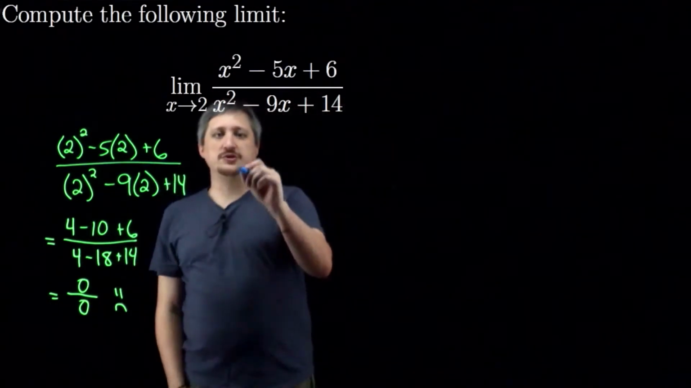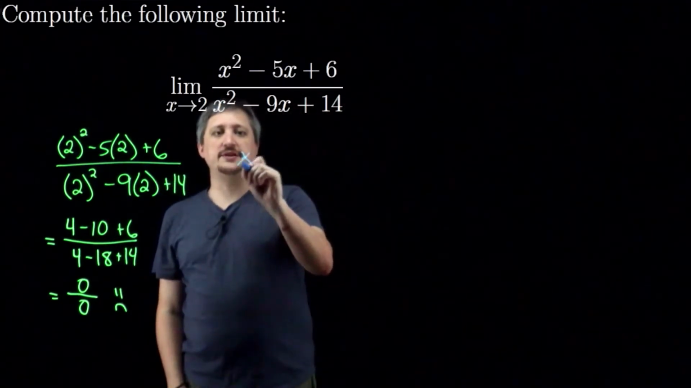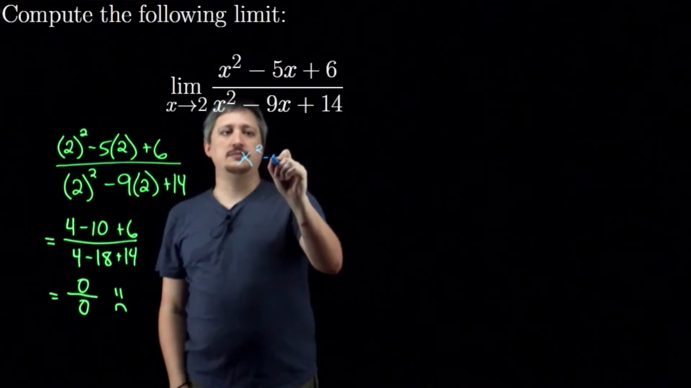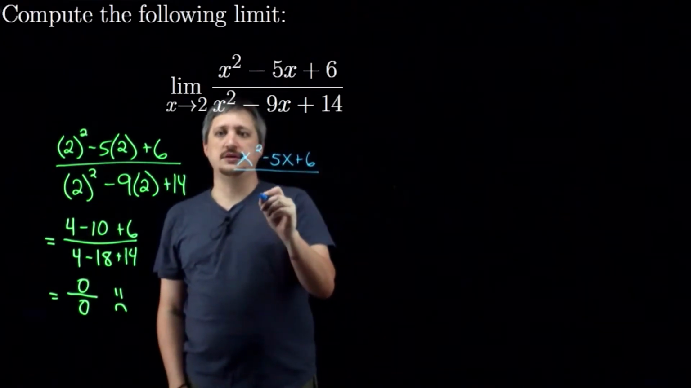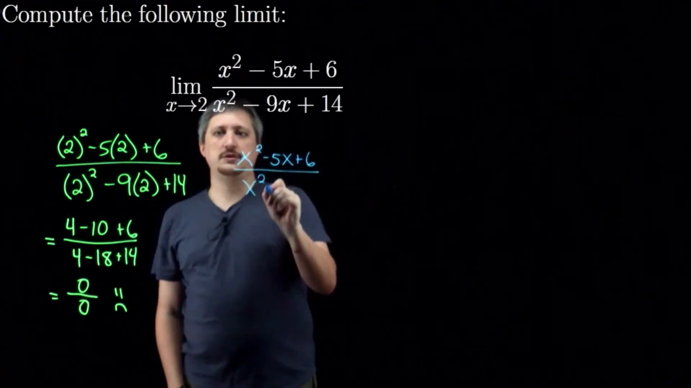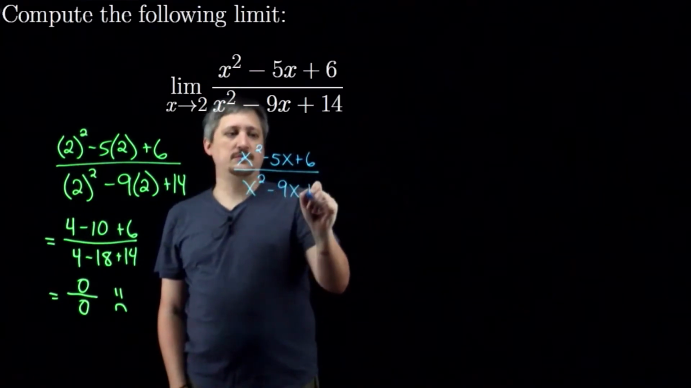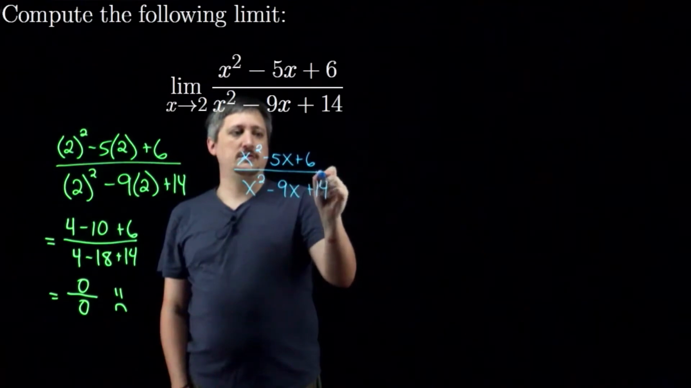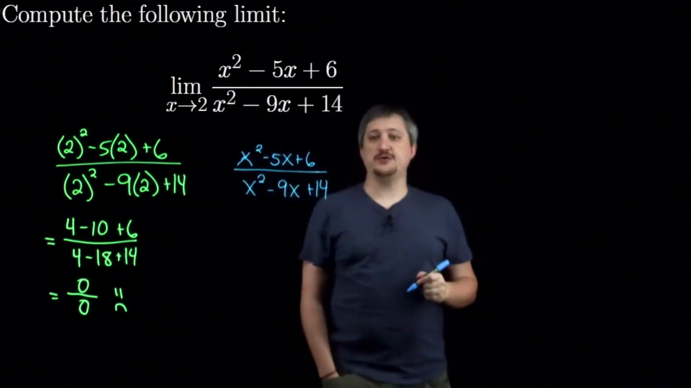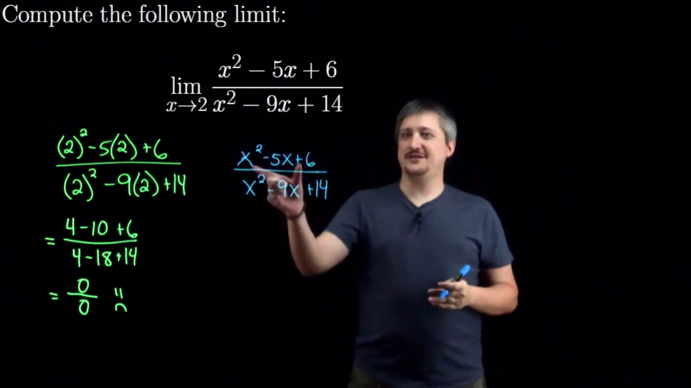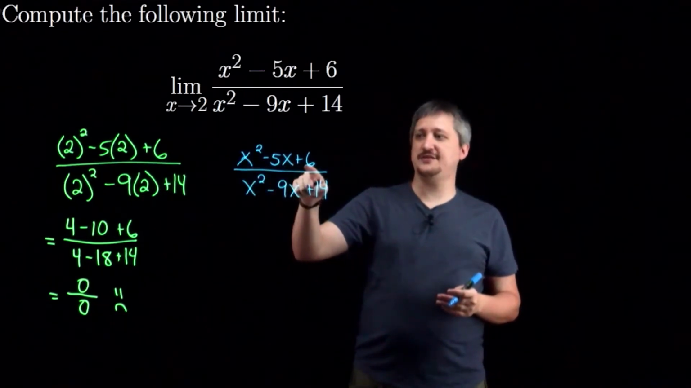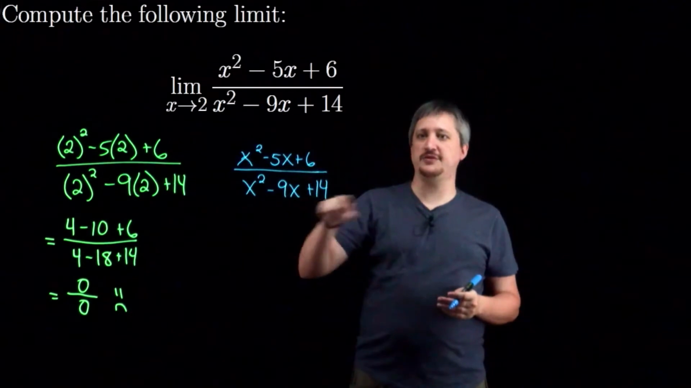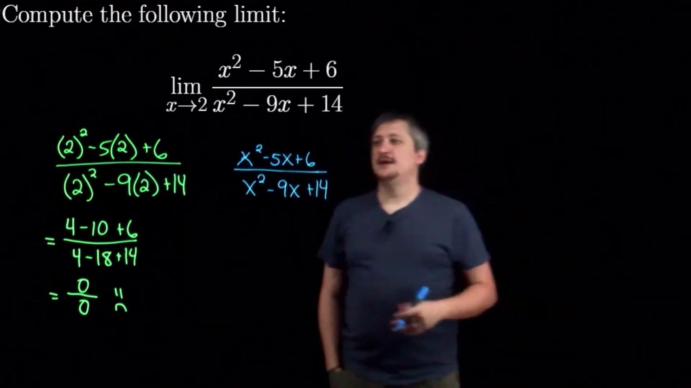So I'm going to take my original one. I'm just going to rewrite it so that I have it here. x squared minus 5x plus 6 divided by x squared minus 9x plus 14. About half of all errors are transcription errors, so it's always a good idea to double check and be like, okay, I wrote the x squared, it is minus 5x, it is plus 6, minus 9, plus 14, all set.